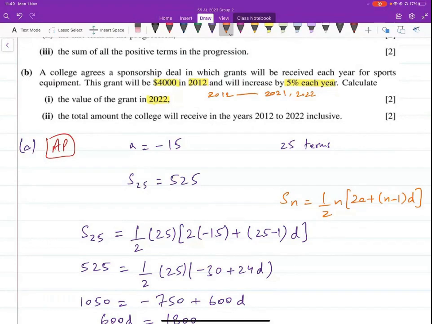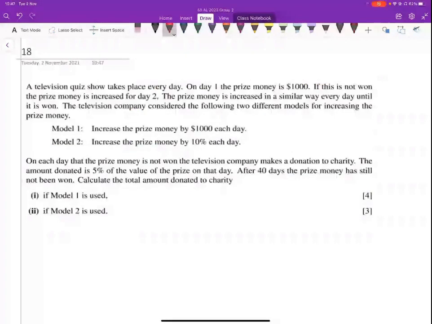And you'll understand. The total amount the college will receive in the years 2012 to 2022 inclusive. Again, that's 11 years in total. You just have to find the sum of all those terms. It's a GP. We will apply the GP sum formula for those 11 terms. And you can figure that out. Is that okay? All right, let's look at this.